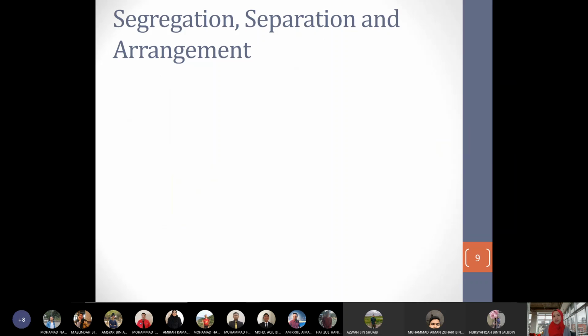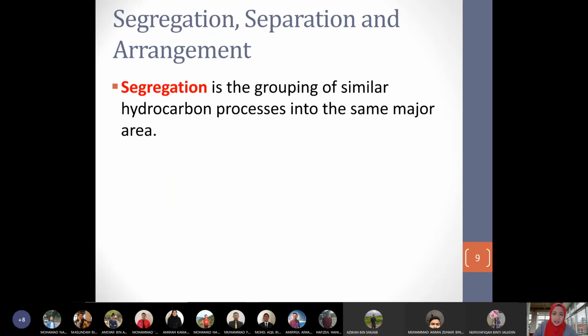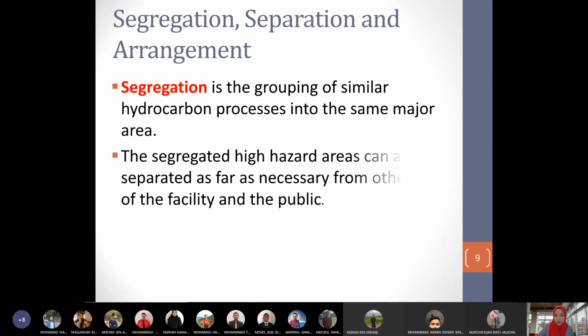Okay, now let's talk about segregation, separation, and arrangements. Now this is about the facilities and the process plant. Okay. So segregation is grouping of similar hydrocarbon processes into the same major area. You put them together, so you don't mix them. You segregate hazard areas and separate them as far as necessary from other areas of the facility and the public.